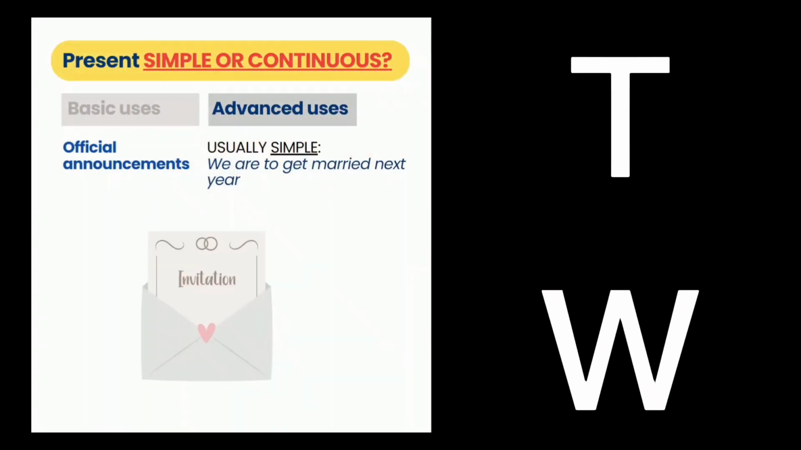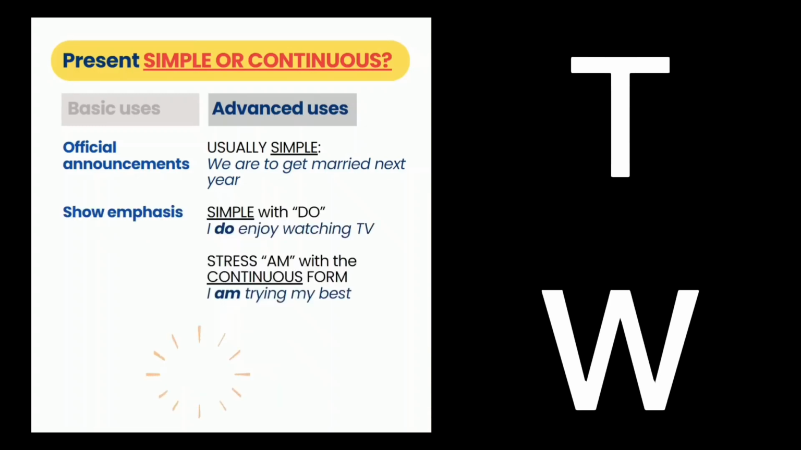Have you received an invitation to an event such as a wedding? Often we'll use this form, are to or is to. The verb to be in the simple form followed by to. And this is useful for official announcements. We are to get married next year. The are to form, be followed by to, makes it more official.